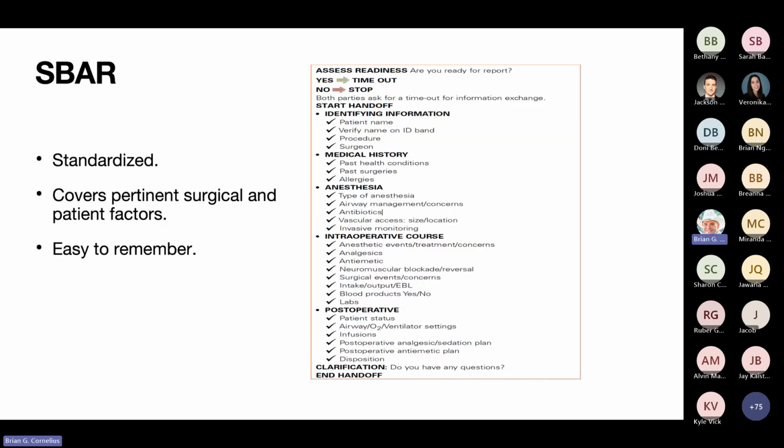So this is kind of a common handoff that's used. I'm sure you guys used SBAR before, but this really goes into great detail about things. Very good information. The problem is there may be too much information here. So this really covers a lot of the pertinent areas for problems.